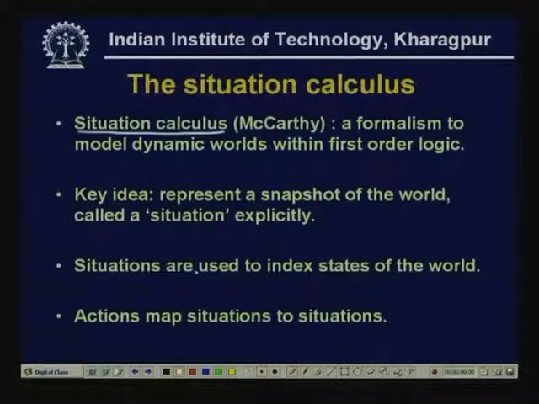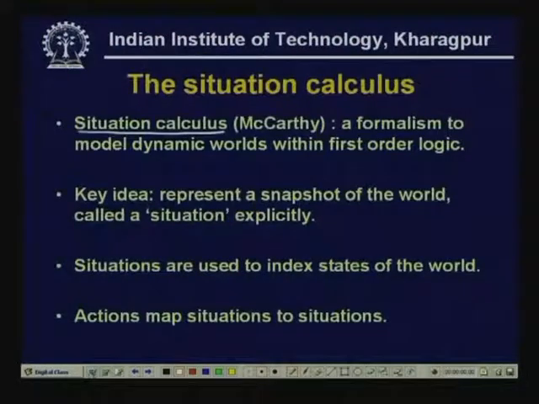Initially, suppose the world is in a situation S0 which has a particular state. Then when the agent takes an action, as a result the state changes and S1 is the new situation. And we see that as a result of taking an action, the situation changes. That is, actions map situations to situations.